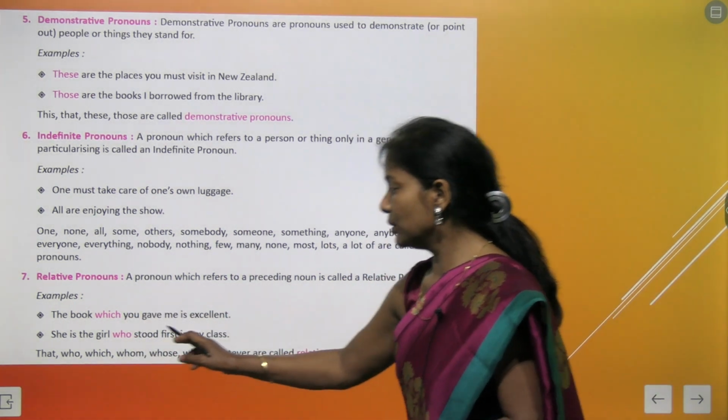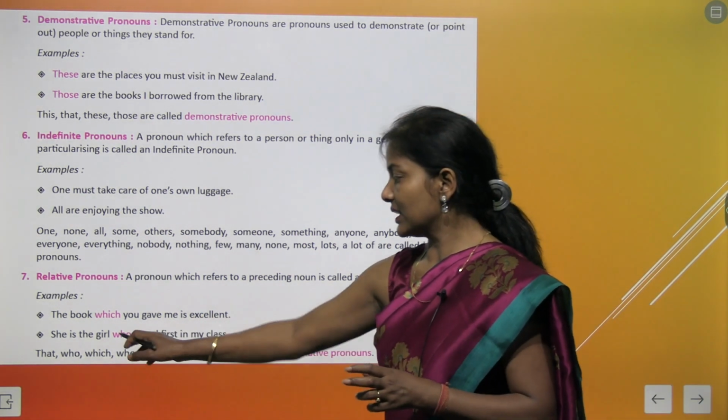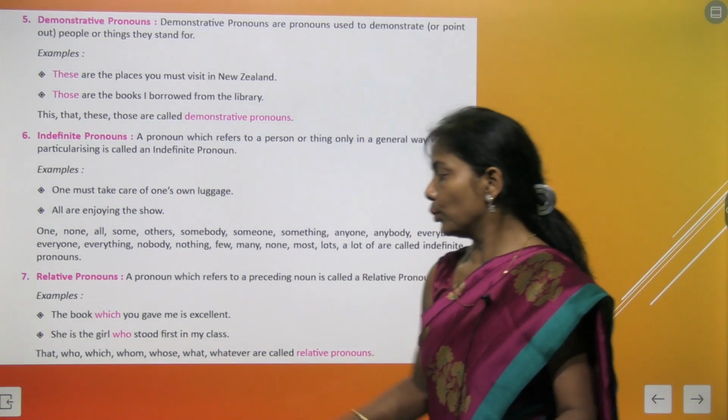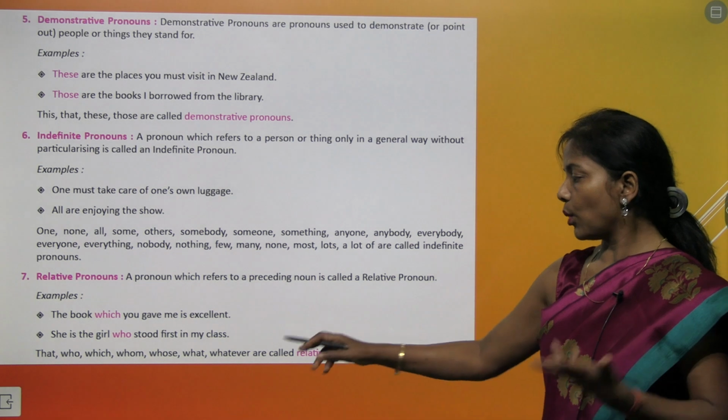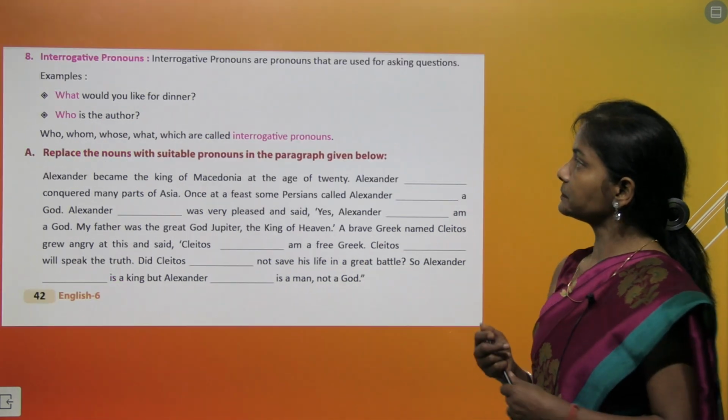She is the girl who stood first in my class. Girl is a noun and the preceding word is who, which is the relative pronoun. That, who, which, whom, whose, what, whatever are called relative pronouns.